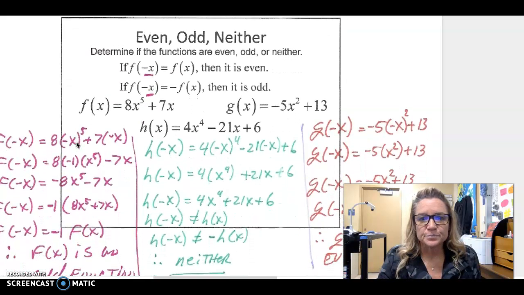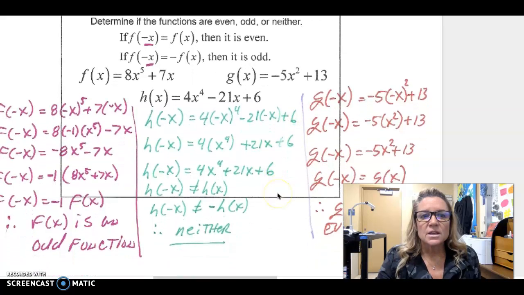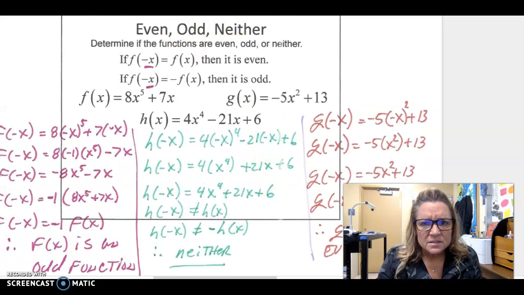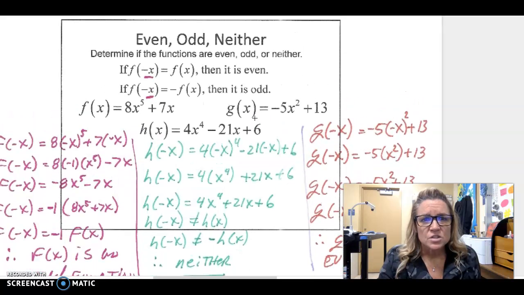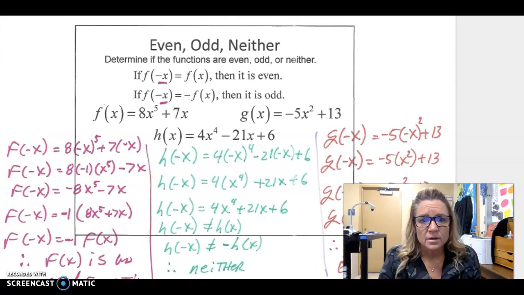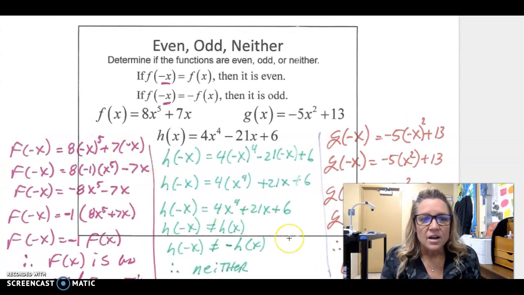All right. I need to make this a little bigger. Let's see if I can slide this open. Nope. Okay. So even, odd, or neither. There it goes.